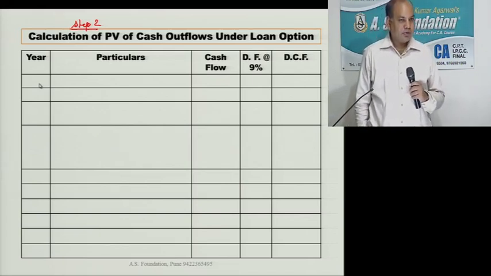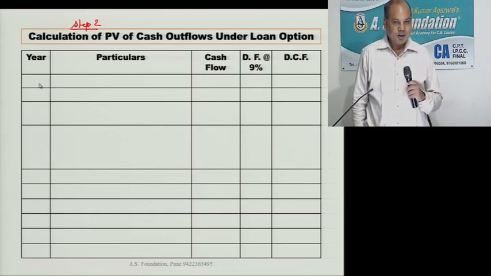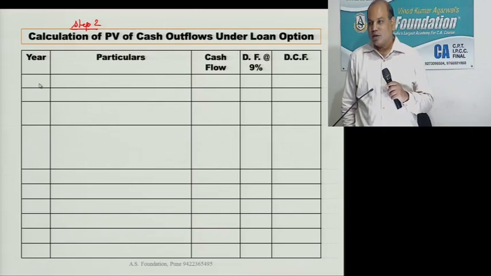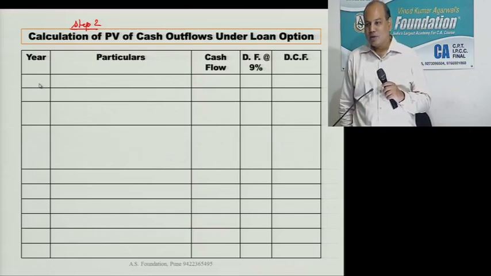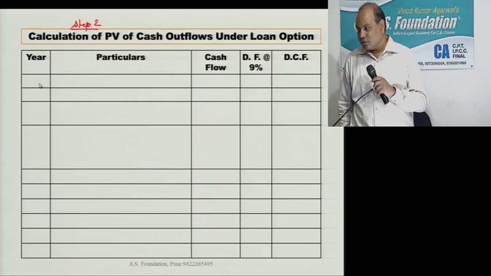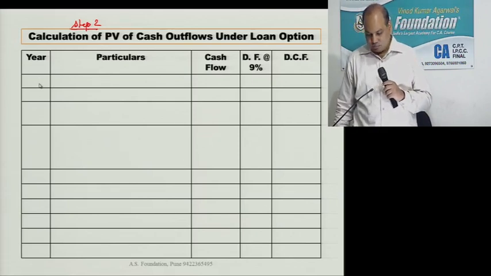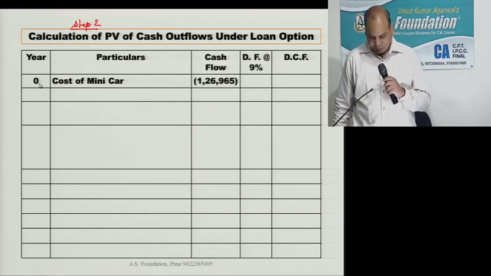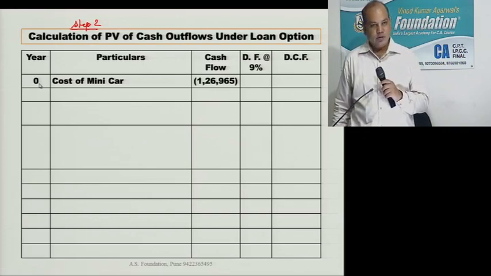That is why in the question also 3 discount rates are given. 10% is given for lease installment, 15% is given for loan, and 9% is given to be used as discount rate. Okay? So year 0, first you visualize whatever you can and write here. Cost of the car, mini car, 126,965.